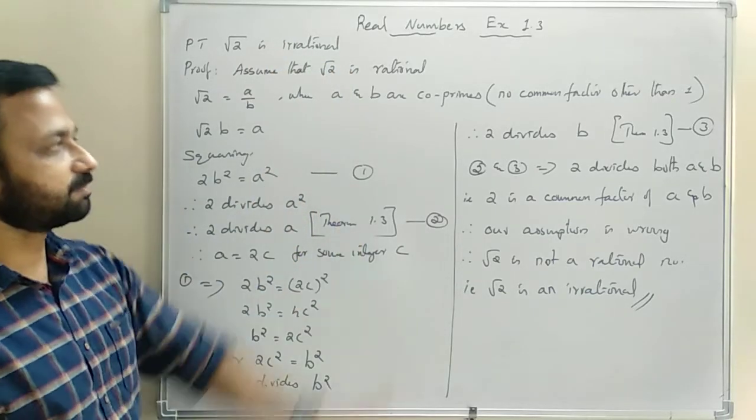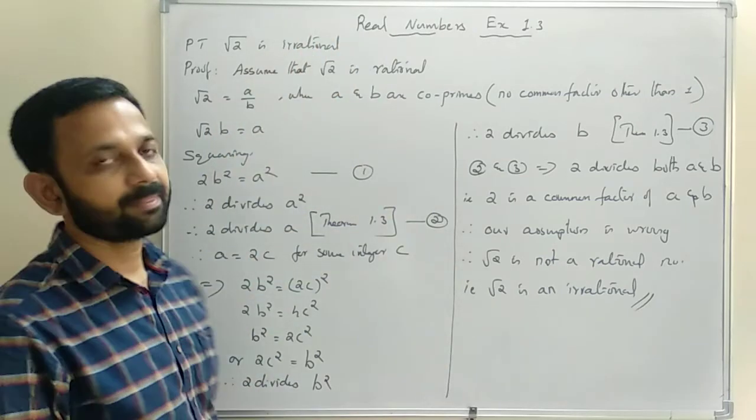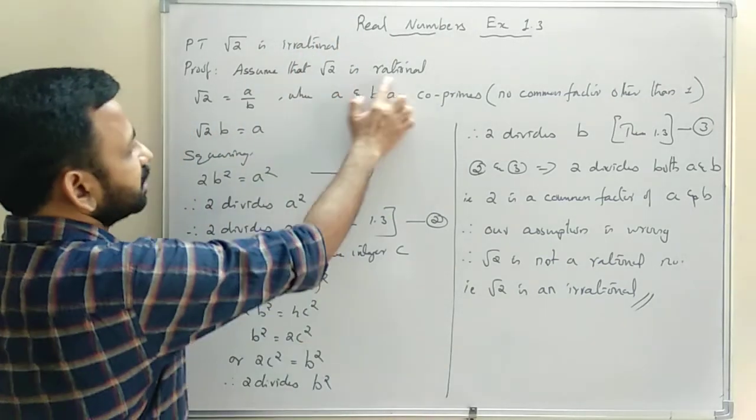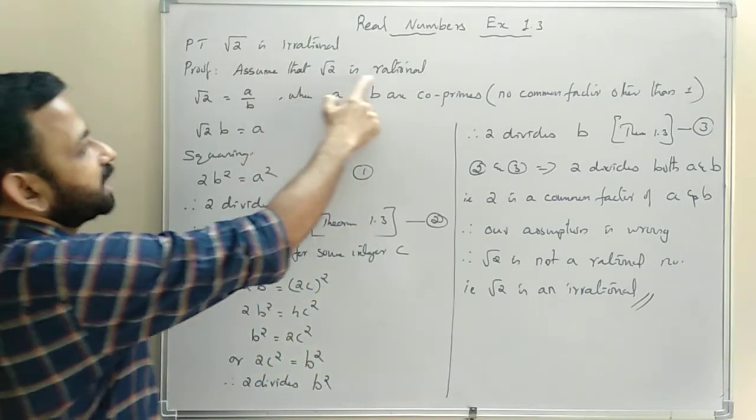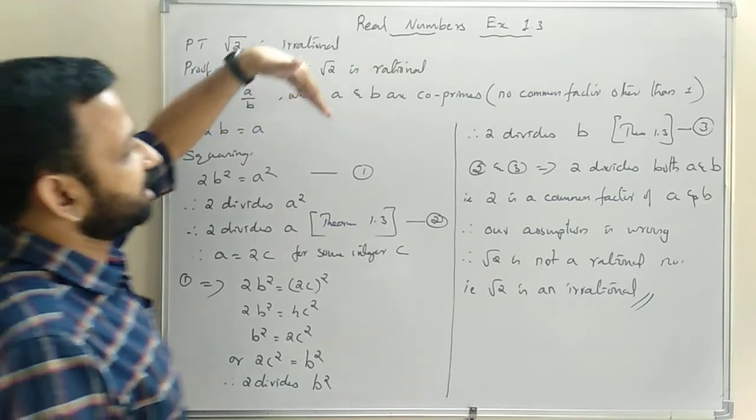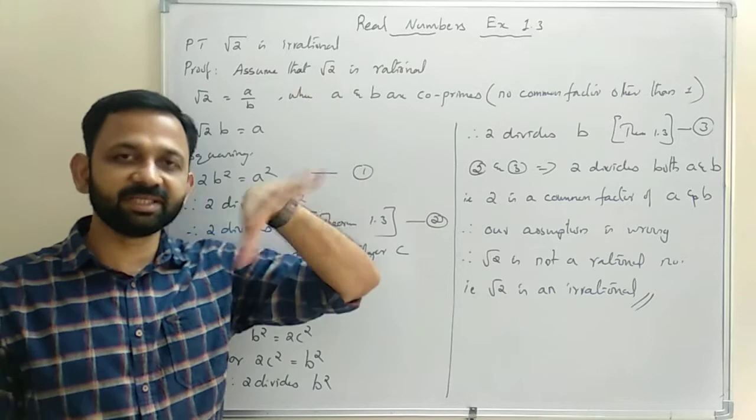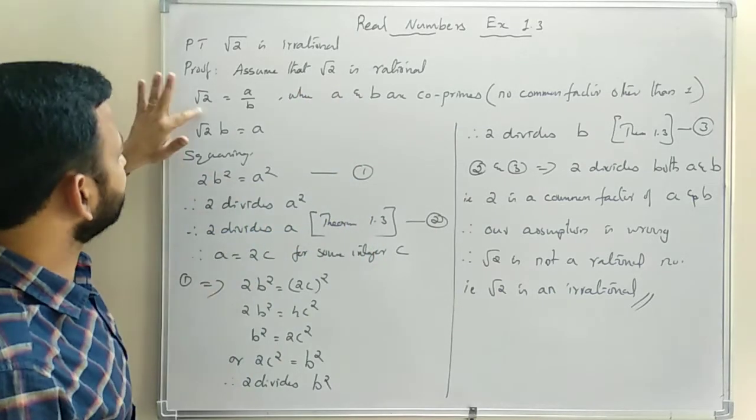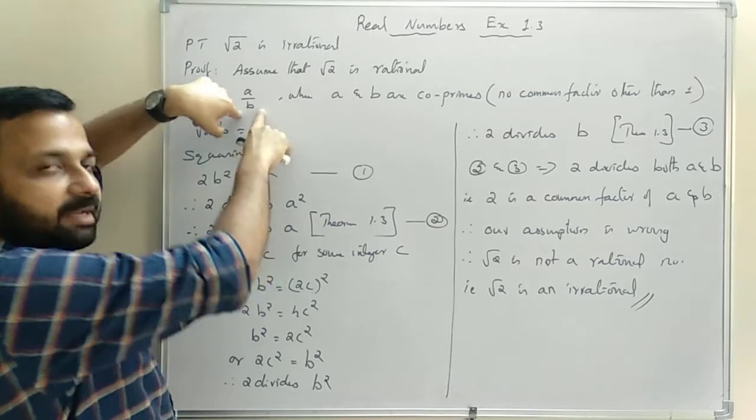So once again I will explain. We need to prove root 2 is irrational. Assume that root 2 is rational. We are going to prove it is irrational, but we will assume that it is rational. Then we can write it in p by q form, a by b form, where a and b are integers and b is not equal to 0. So here root 2 is equal to a by b.